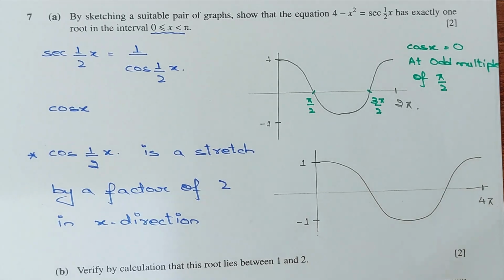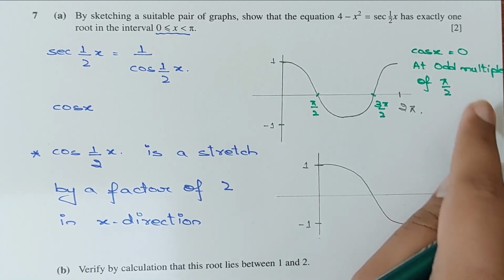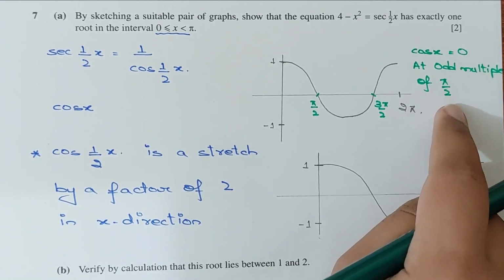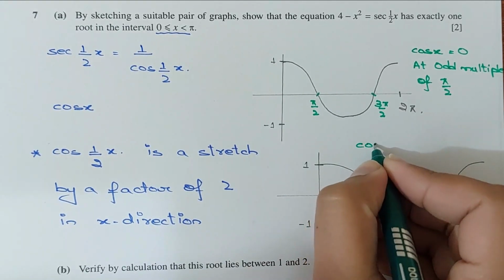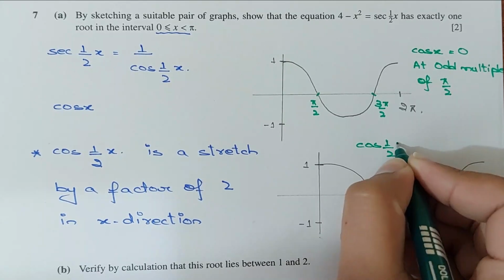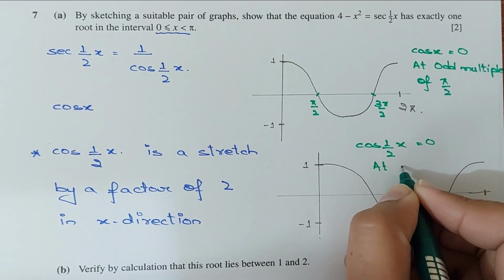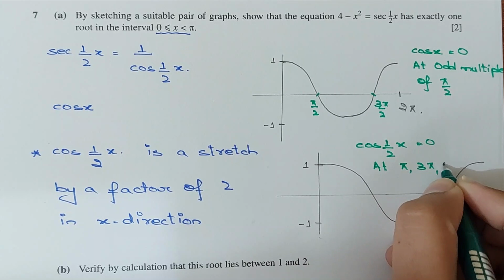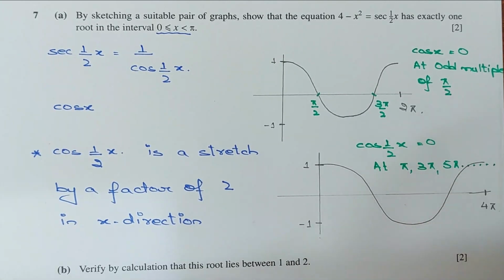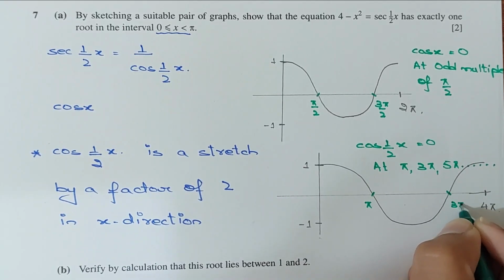Okay, now what is cos half x? Cos half x is going to be 0 at odd multiples of, again we have pi by 2 times 2, odd multiples of pi, right? So we can say that cos half x is equal to 0 at odd multiples of pi by 2 times 2: at pi, 3 pi, 5 pi, and so on, right? So it means this value is pi, this value is 3 pi, right?